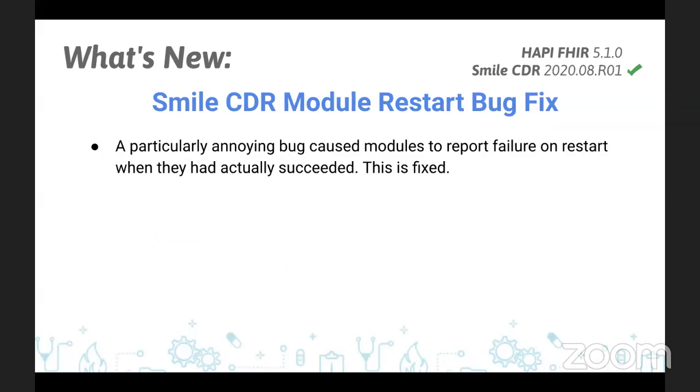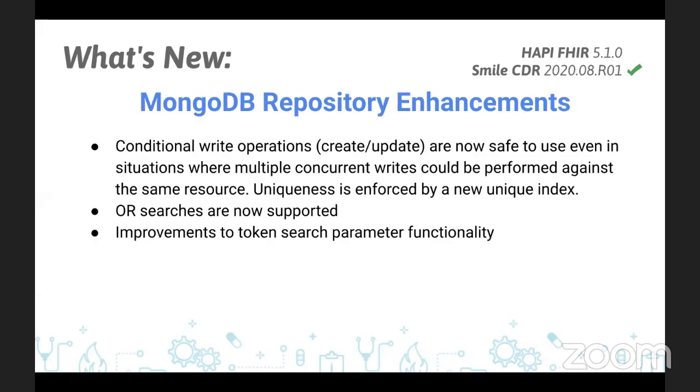This is a little tiny thing in Smile CDR, but it has been annoying people. Anyone who's tried to restart a module with the server running has occasionally run into a bug where the module actually did restart correctly, but it reported that it had failed to restart, and this was super annoying. That has been fixed, and I don't usually point out such a trivial bug fix, but I know this has been really annoying to a few people, so that is fixed now, which is good.